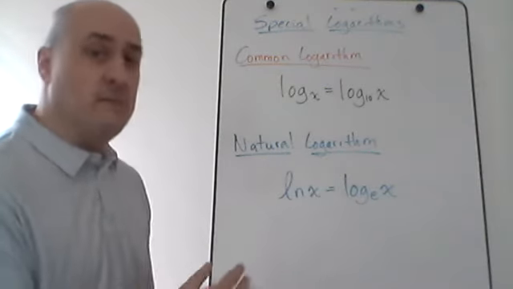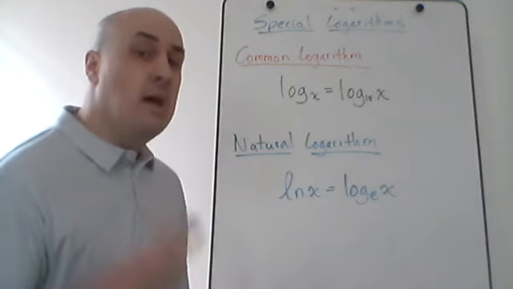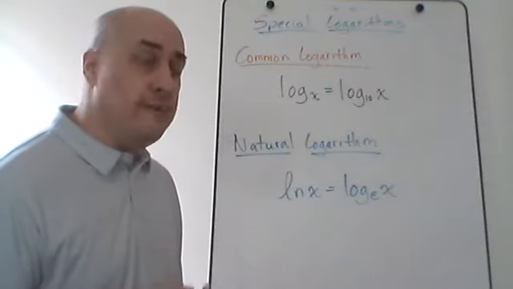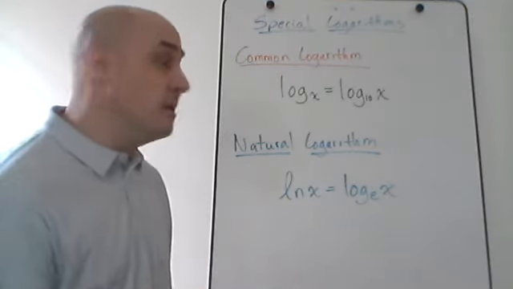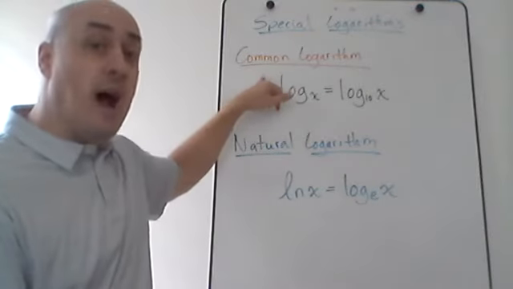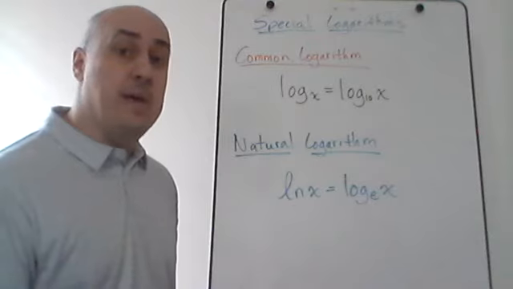Out of all those infinite possible logarithms with the possible bases, two of those bases are used so often that those logarithms get their own special names and their own special notations. The first one of those is what we call the common logarithm. The common logarithm is the logarithm that has base 10.